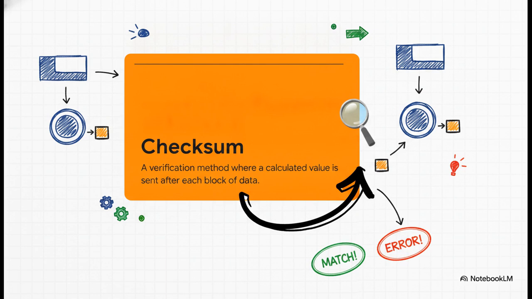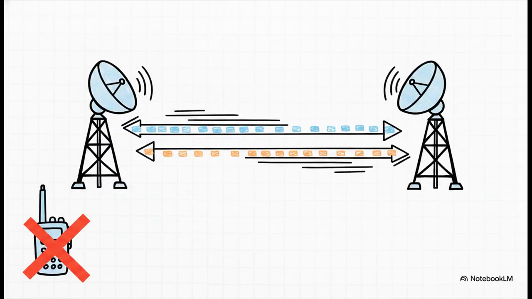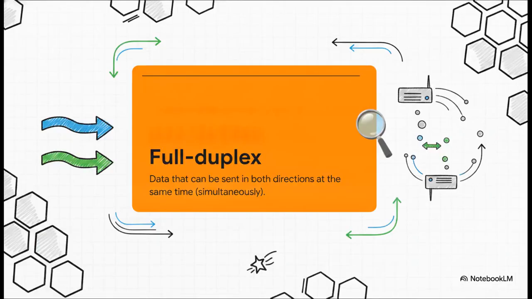Next question. A data transmission method where data can be sent in both directions at the same time. Remember, this is the exact opposite of a walkie-talkie, where only one person can speak at a time. What is the term for simultaneous two-way transmission? That would be full duplex, just like a modern broadband internet connection. Excellent work if you got that one.